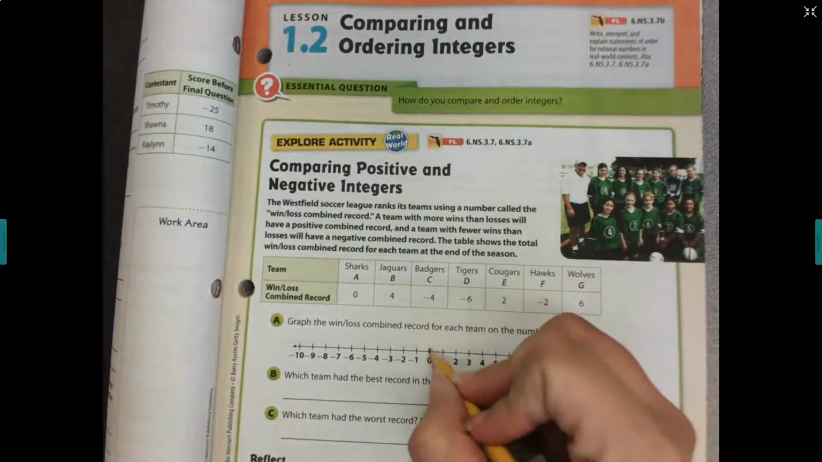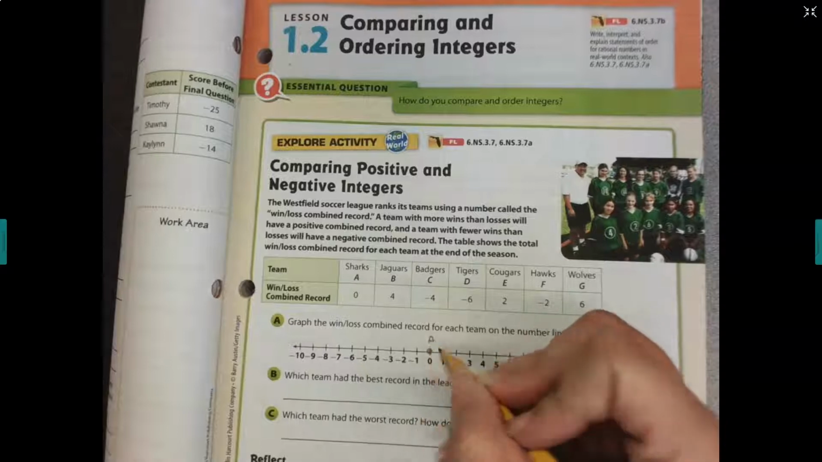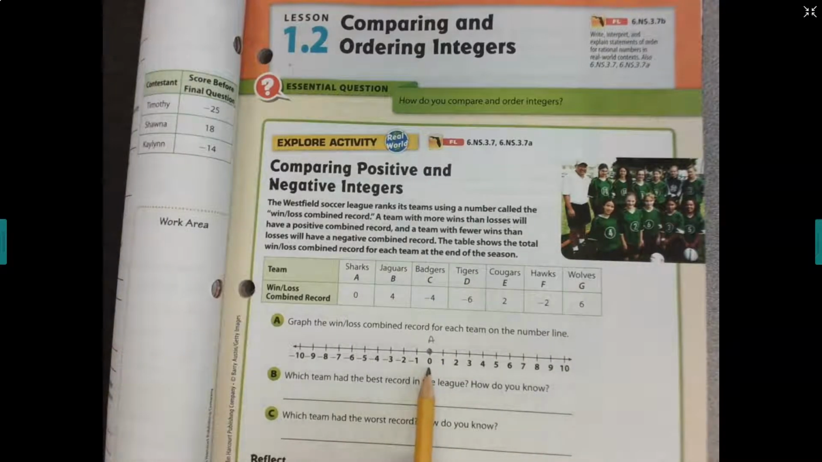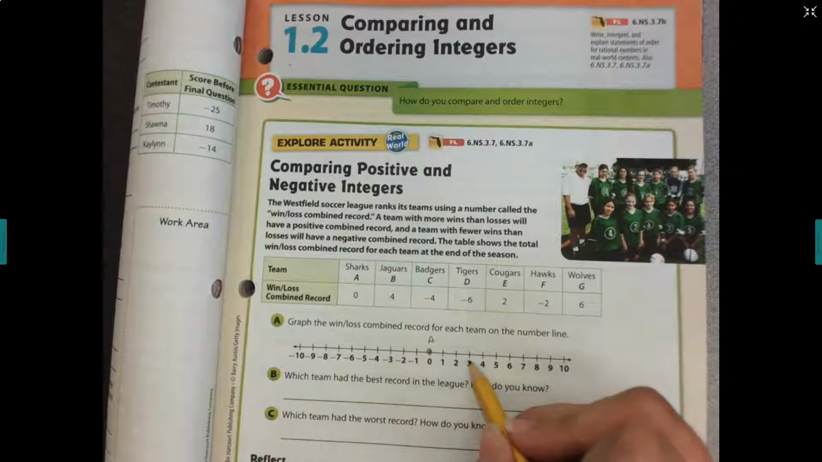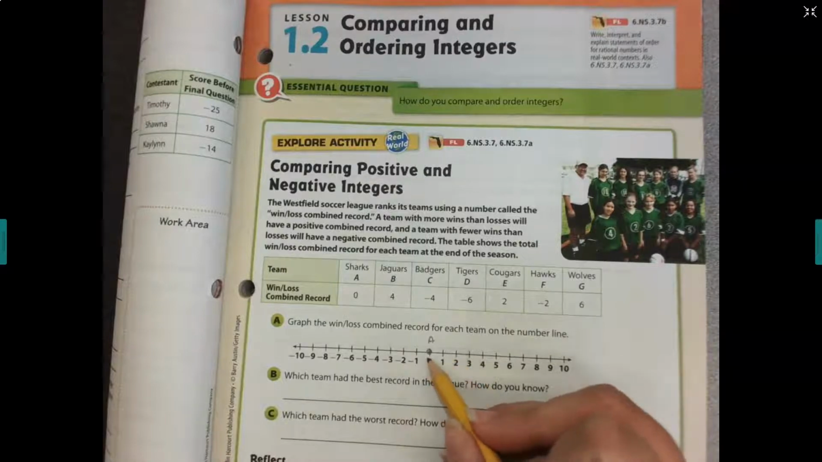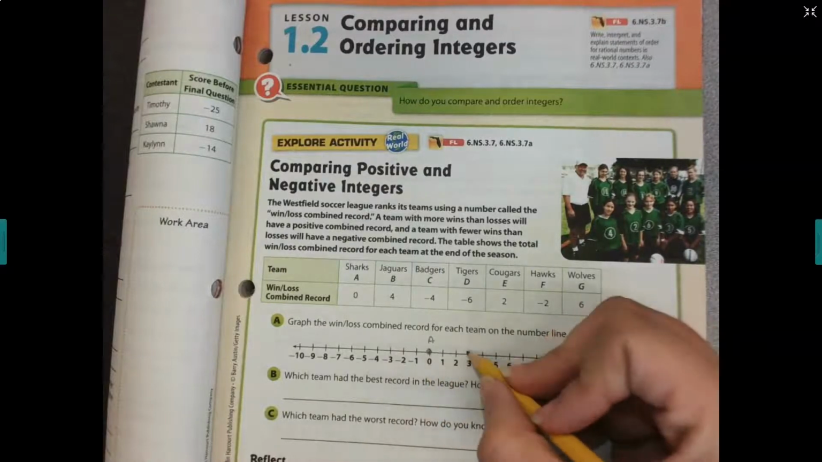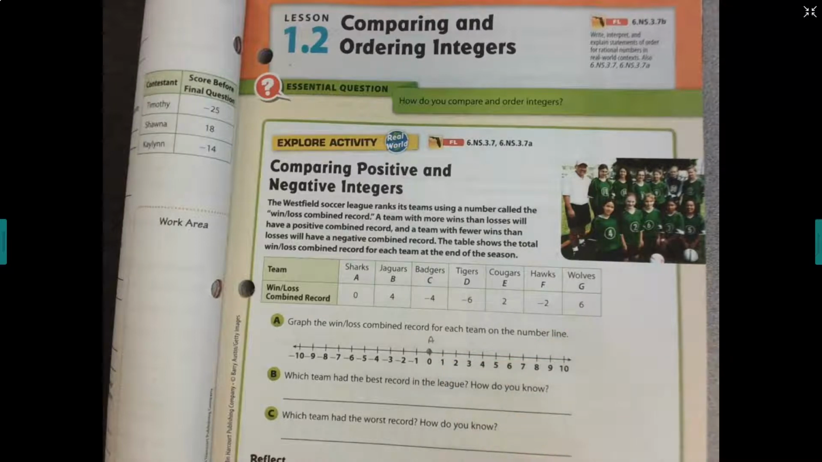All right, so let's start with the Sharks. So they have 0. So that means that they won and lost the same amount of games. So let's say that they played 6 games. That would mean that they won 3 of them and then they lost 3 of them. Okay, so it's kind of like they went up and then back down to 0.